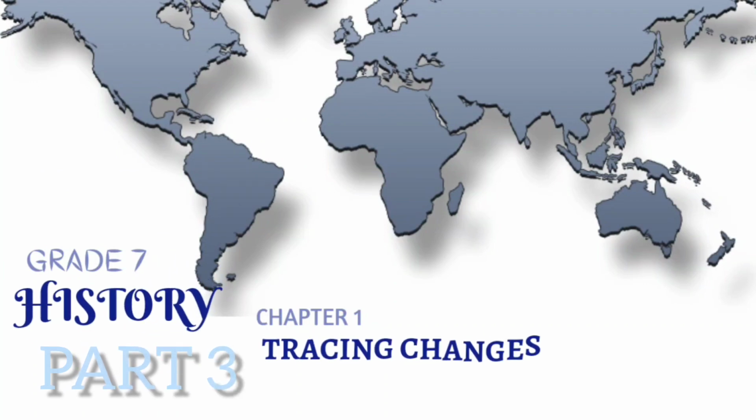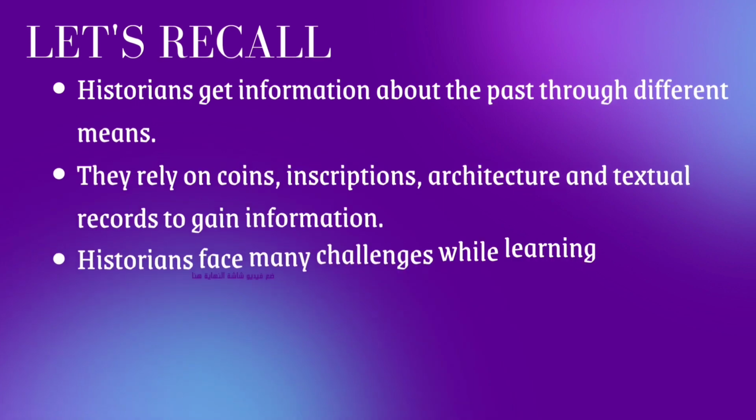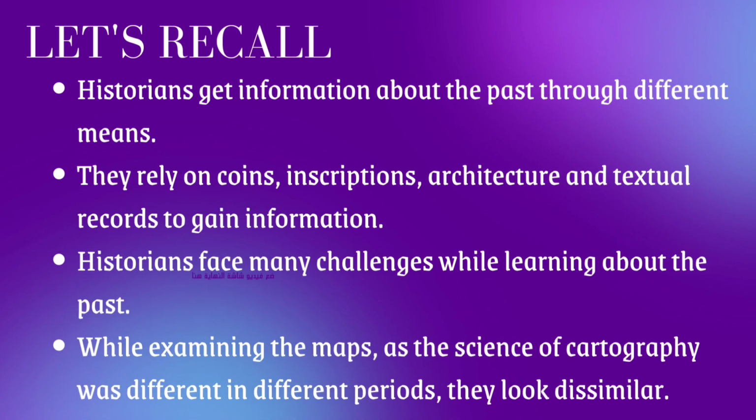Today we will be discussing the first chapter of Grade 7 History, Tracing Changes Through 1,000 Years, Part 3. We will be discussing the medieval period in India in this textbook. Let's recall what we have learned already.